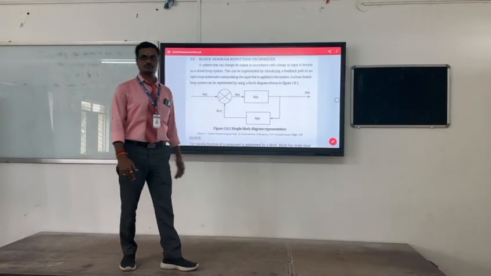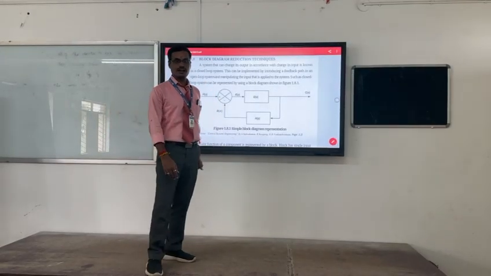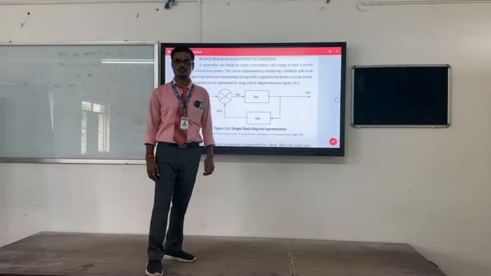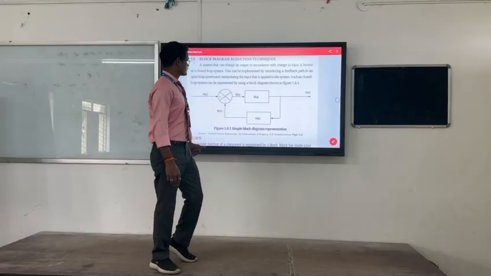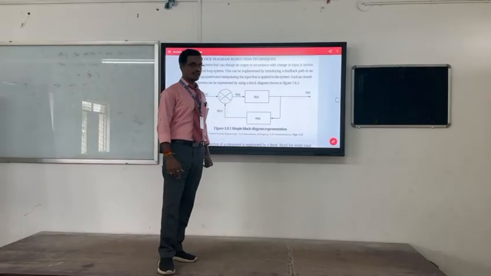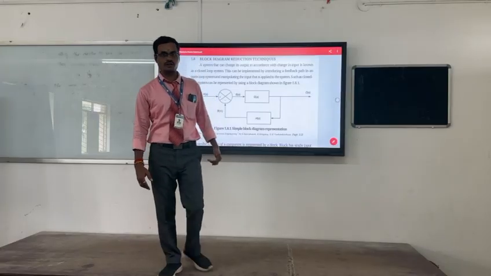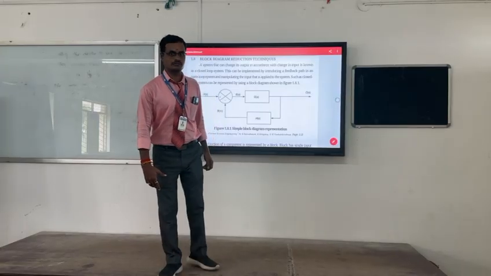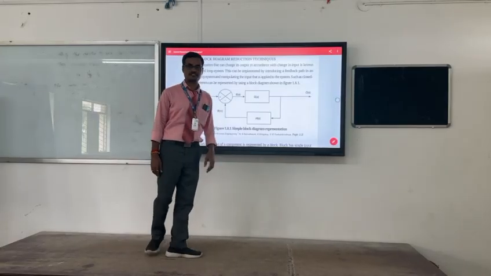Morning, today we are discussing block diagram reduction techniques from control systems. In control systems, the block diagram technique is mainly used to reduce the number of complex networks into a single block. For that we go for block diagram reduction techniques.